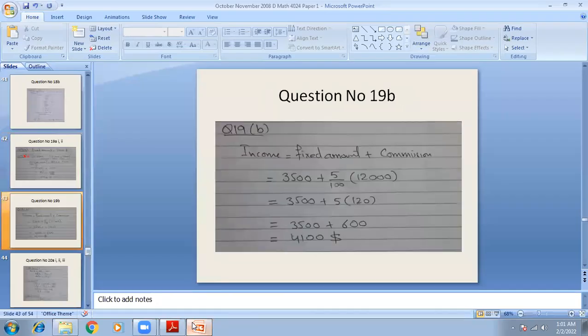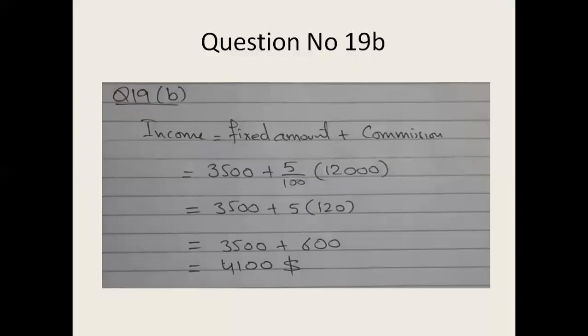And question number 19 is B part. Okay. So the income is equal to the fixed amount plus the commission, and that fixed amount is $3,500 plus 5% of the $12,000. So you will have 3,500 plus 5 into 120, and that will be 3,500 plus 600, and that will be $4,100.